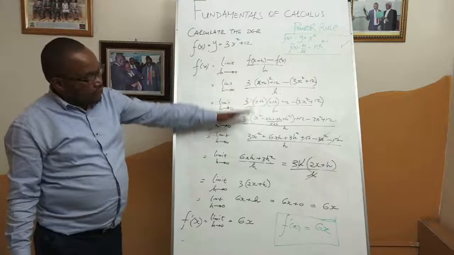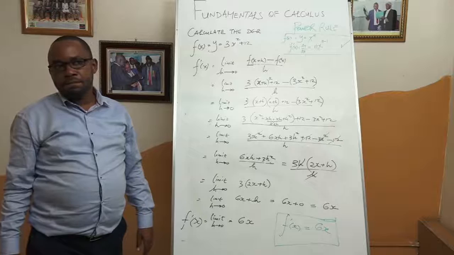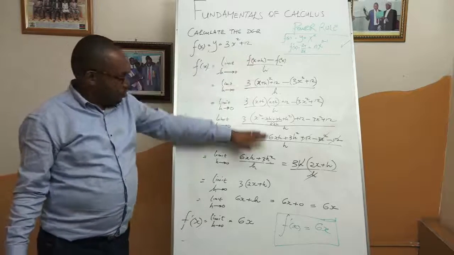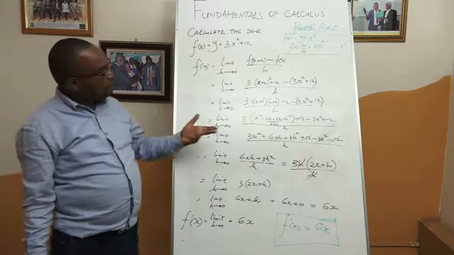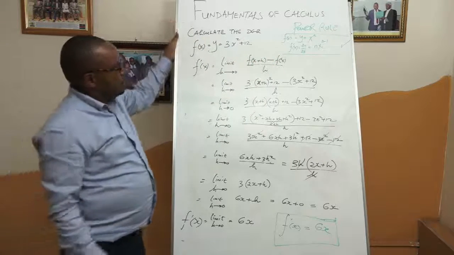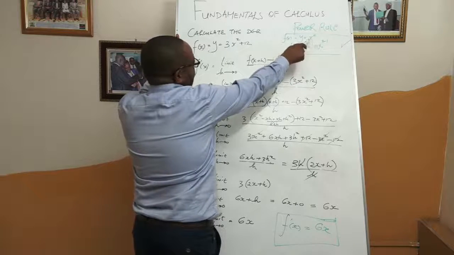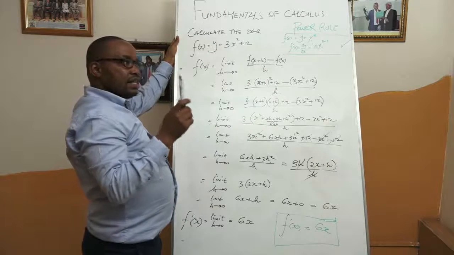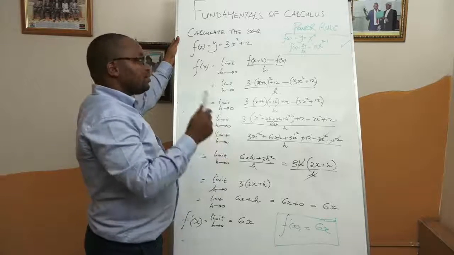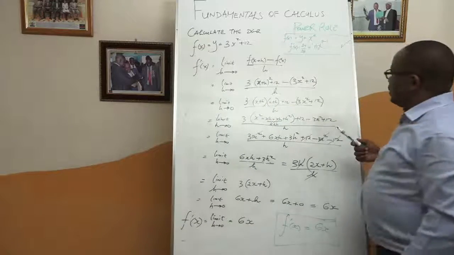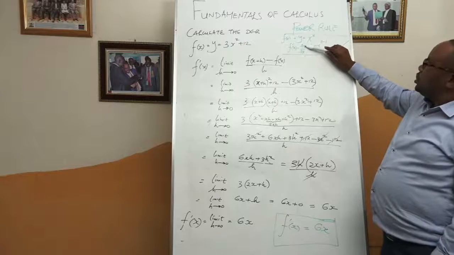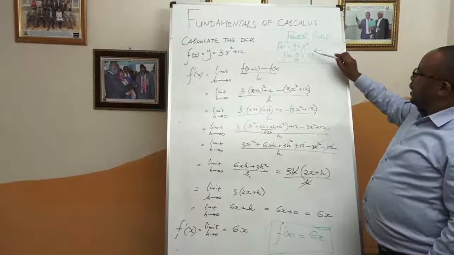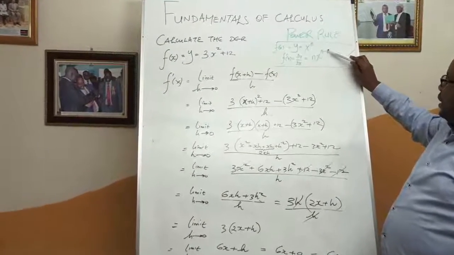To avoid all these calculations, we use what we call the power rule. To make your work easier, we apply the power rule: if your function y is equal to x raised to power n, then the derivative, which is the gradient of the secant line, which is also the instantaneous rate of growth, the instantaneous change in y over change in x, we bring n in front here multiplied by x, then you leave it with n minus 1.